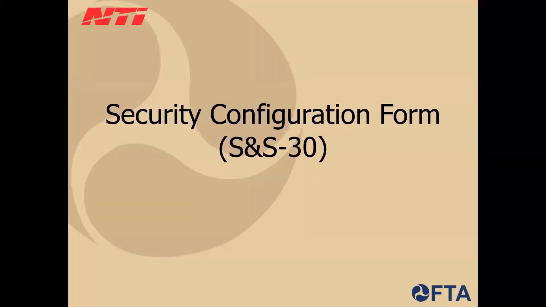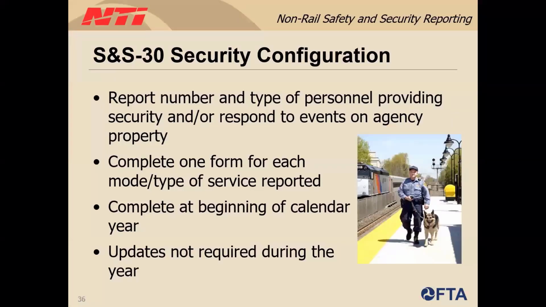Now, we're going to take a look at the security configuration form, SNS 30. The SNS 30 security configuration form collects the number and type of security personnel employed or contracted by your agency. The form is completed once a year at the beginning of the calendar year, and it is due by the end of February. You're not required to update this form during the year.